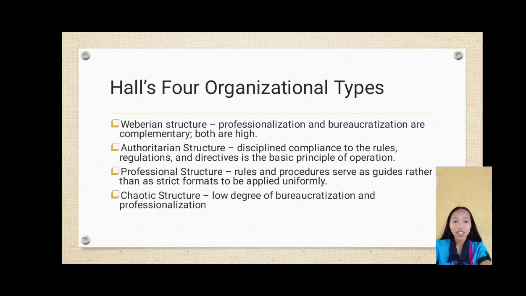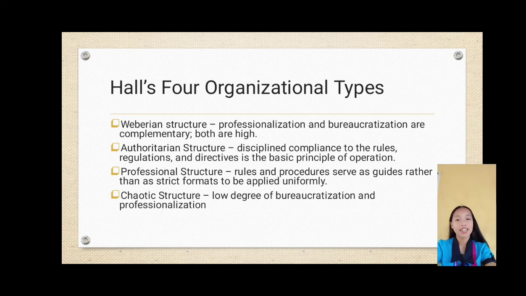Next, the third is the professional structure. We can see in the table that it is high in the professional and low in the bureaucratic because members of the staff are viewed as professionals who have the expertise and competence to make important organizational decisions. The rules and procedures serve as their guides rather than a strict format to be applied uniformly. In here, teachers have much power in the organizational decision-making process.